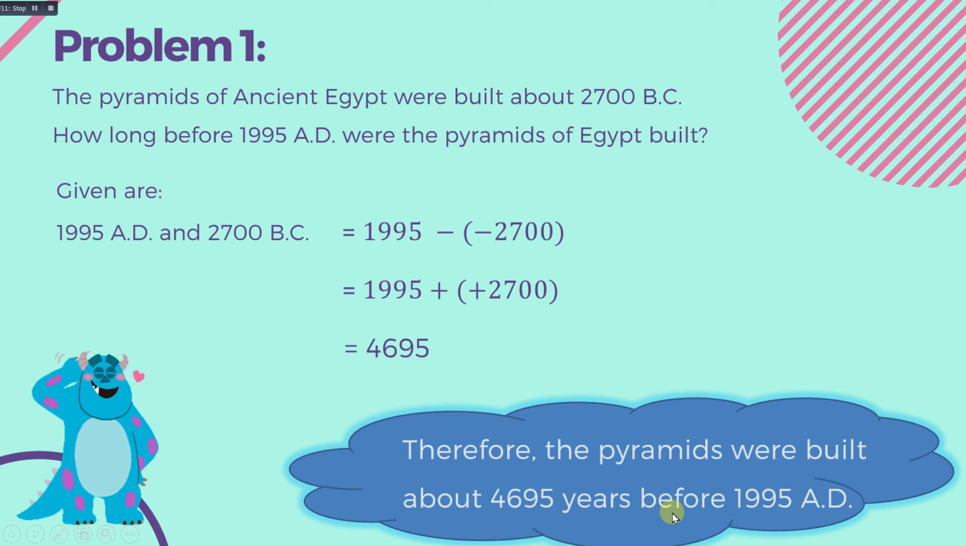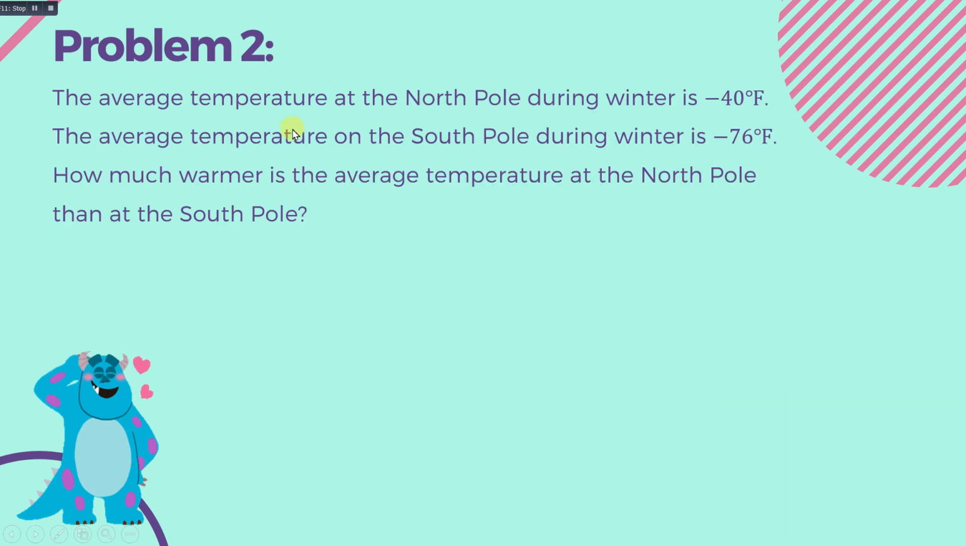Identify the operation that you will use. That will be negative 40 minus negative 76. For the subtraction rule, you just need to retain the number negative 40, change the subtraction into addition, and negative 76 will now turn into positive 76. That is the solution.